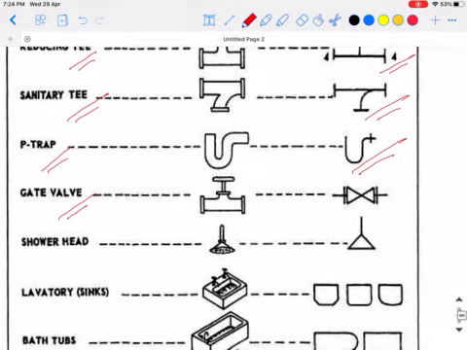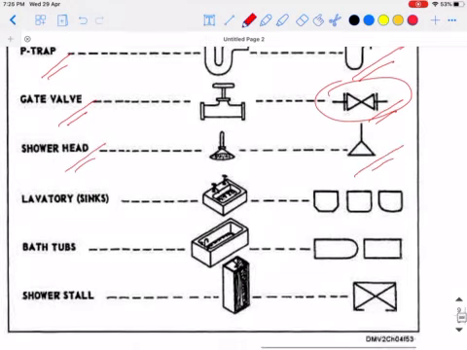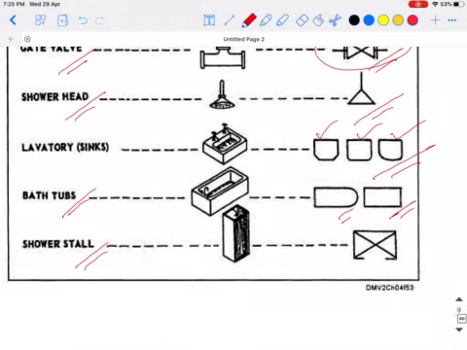Then the gate valve, which is represented by this symbol. Then the next one, the shower head, which is represented by this symbol. Then sinks, also called lavatories, which are represented by these symbols. We can use any one of these symbols, either this one, this one, or this one. Then bathtubs, which are represented by a simple rectangular shape or this shape. Then the last one is the shower stall, which is represented by this symbol.